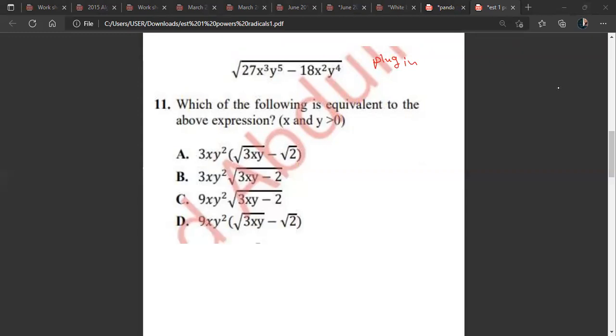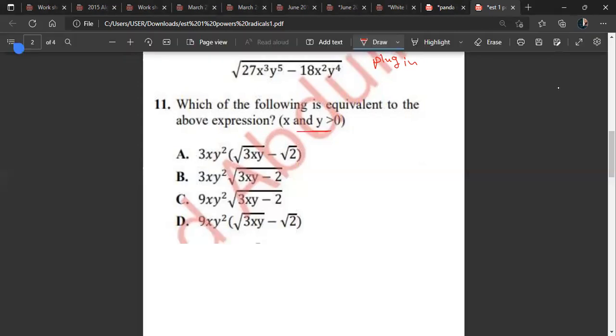First, you can plug in two values for x and y, the same value. It tells you here x and y are more than 0, which means they're positive. So you can use any positive value for x and y. You can use 1 for this one and for this one also. Substitute here by x equals 1 and y equals 1, and also here, and here, and here. And see, do you have an equivalent form or not?